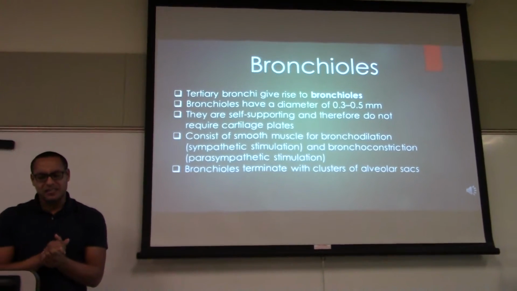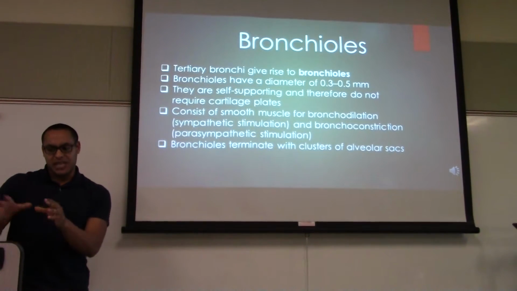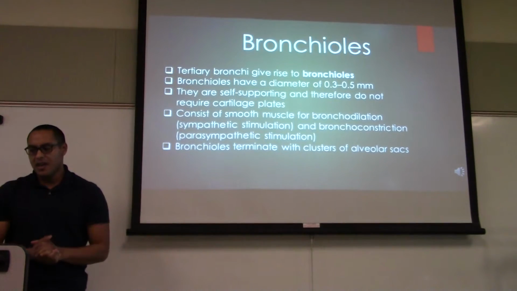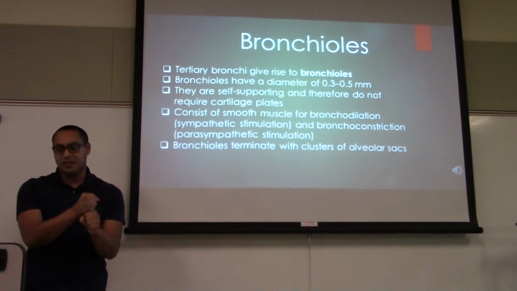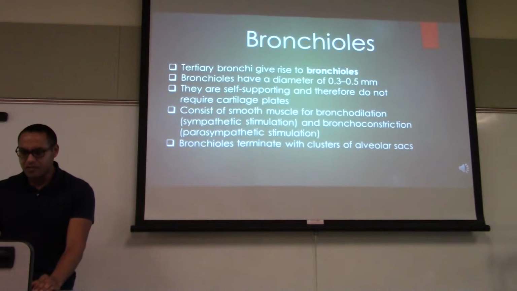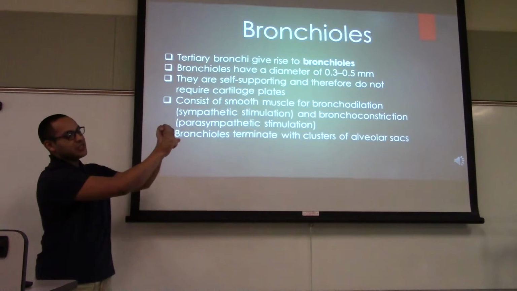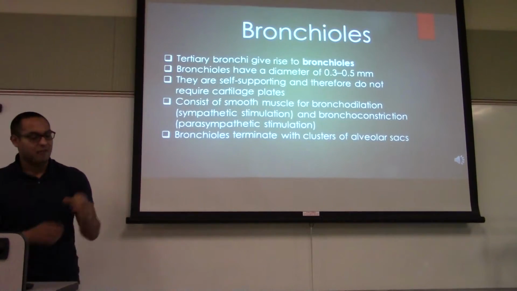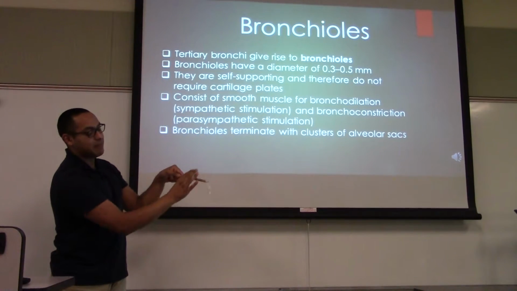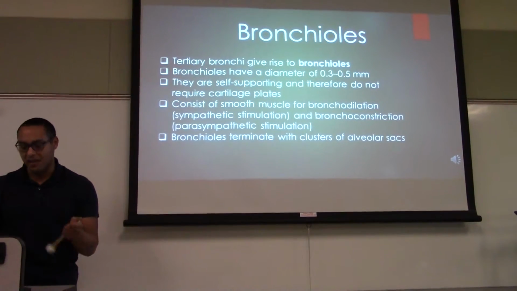And they consist of smooth muscle, so a bronchodilator would take effect here, which is the sympathetic stimulation, right? Bronchodilation, sympathetic. And the bronchoconstriction is the parasympathetic. So that's where it comes into play in that region. Smooth muscle. And the bronchioles terminate into clusters of sacs of alveoli, the grapes, right? Here's the bronchioles here, and here's the grapes here that stem from the bronchiole. Those grapes of sacs of alveoli.